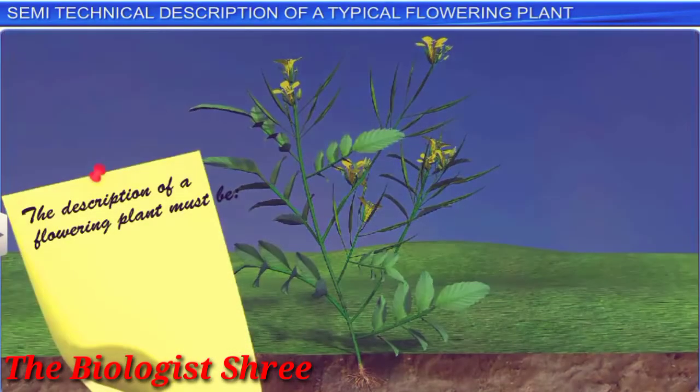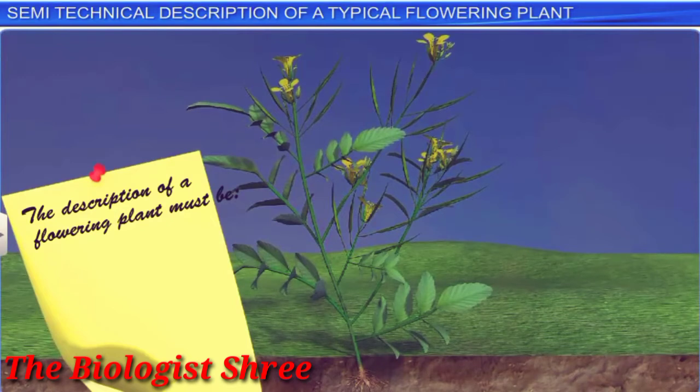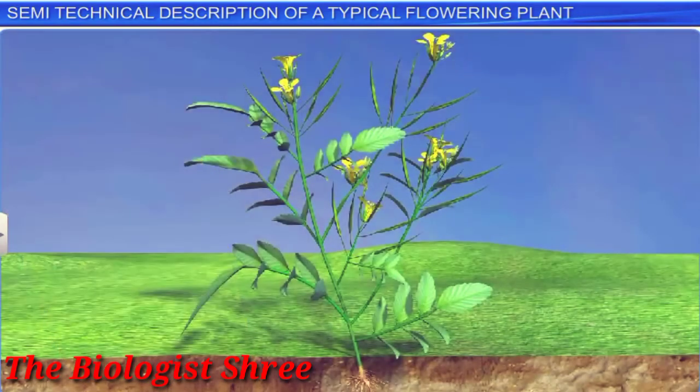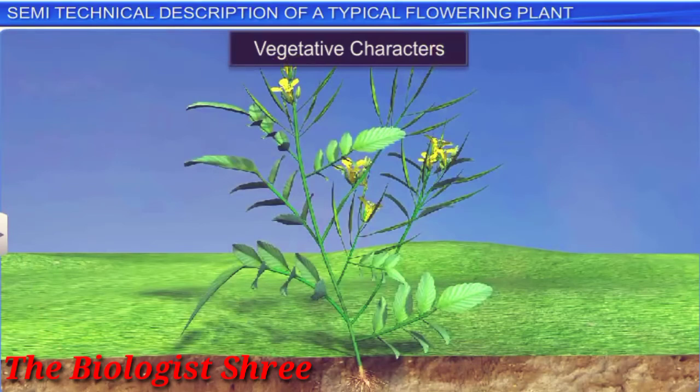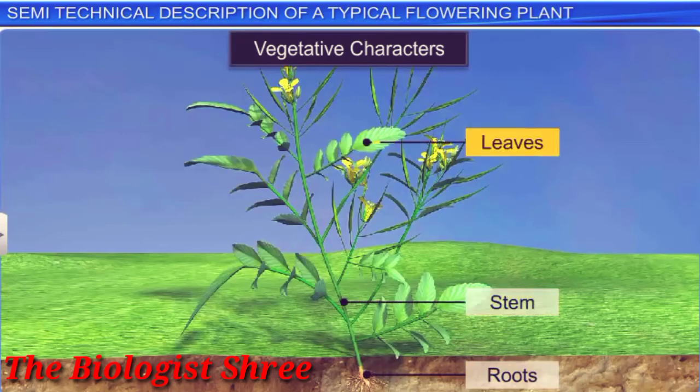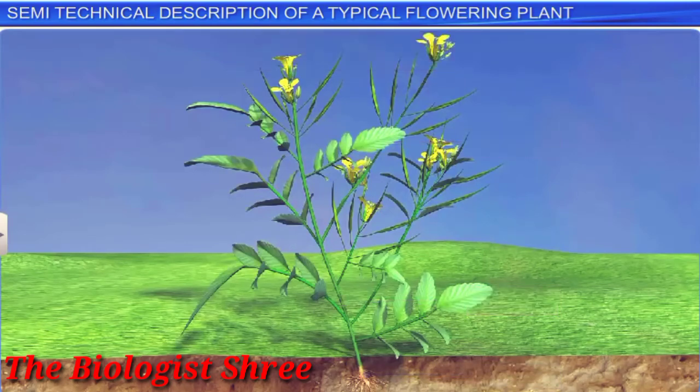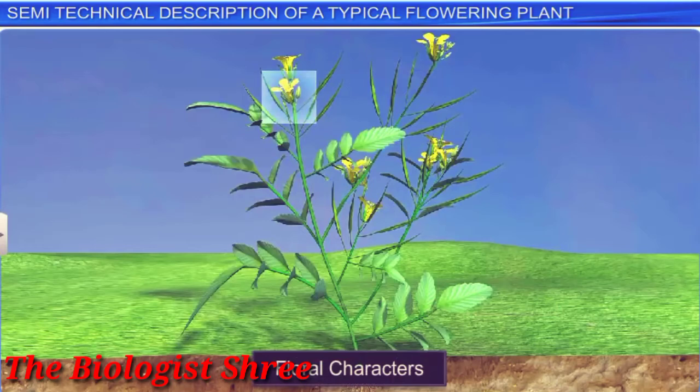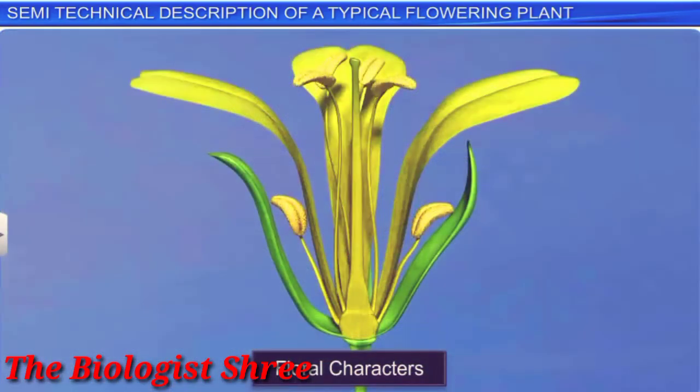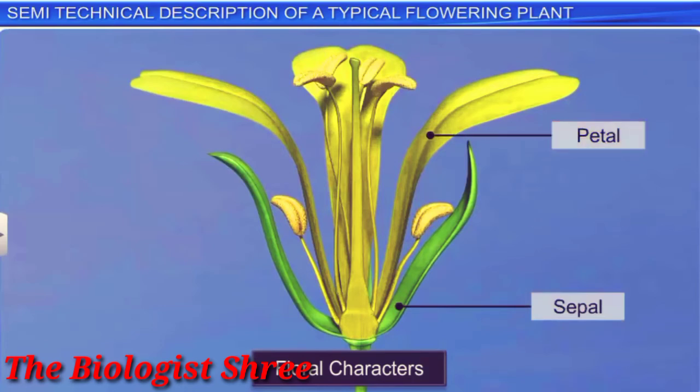The technical description of a flowering plant must be expressed in scientific language and must be simple, brief, and sequential. The description starts with the vegetative characters of the plant, such as the type of roots, stem, and leaves. This is followed by a description of its floral characters and flowering parts, such as sepals, petals, stamens, and carpels.